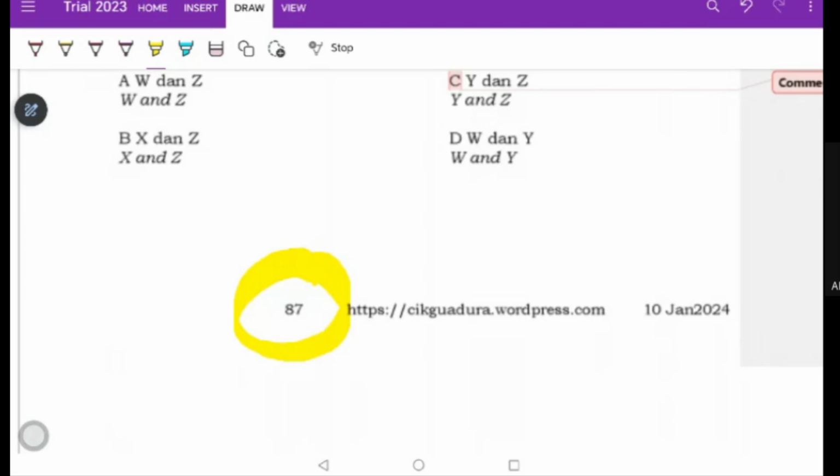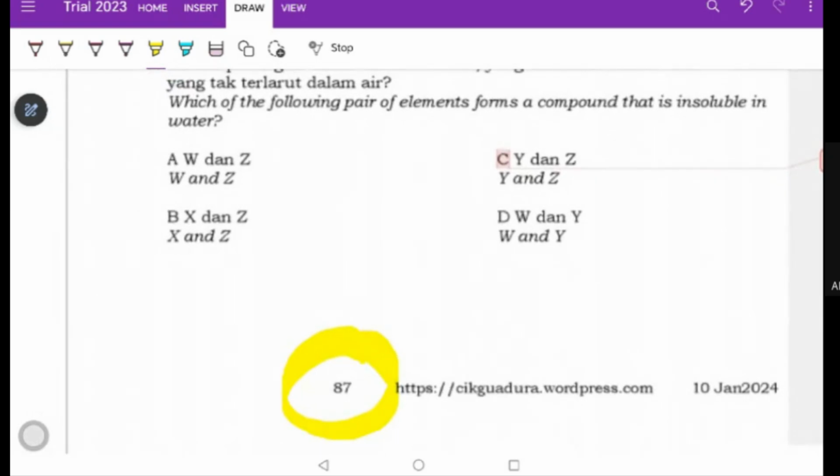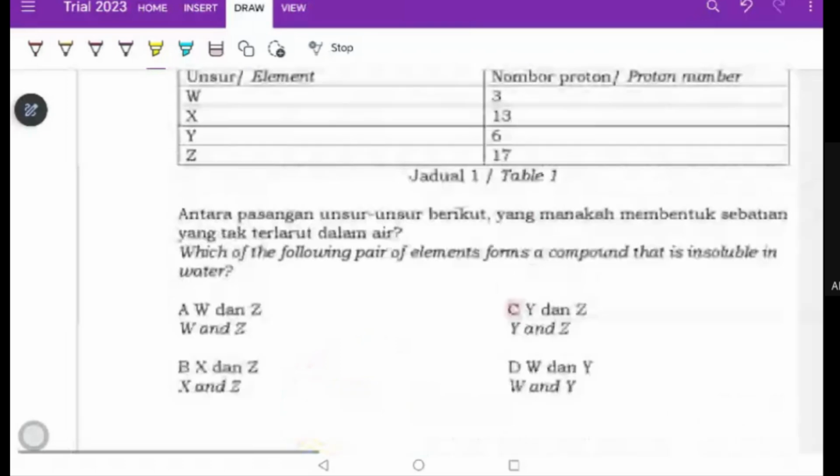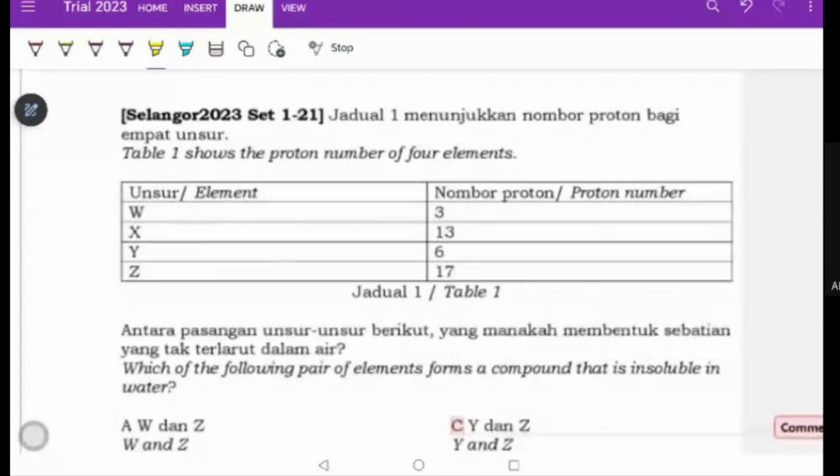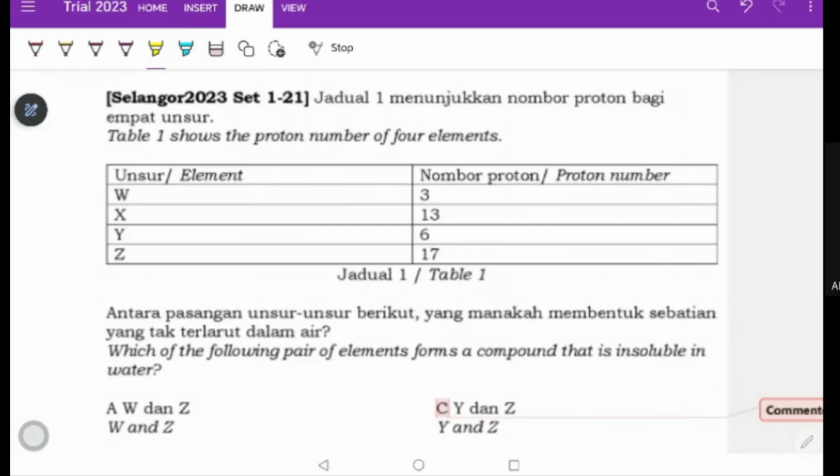Okay, class. Now turn to objective questions. Paper 1, page 87. Let's look into this question. The table shows the proton number. Okay, proton number. So have a look.